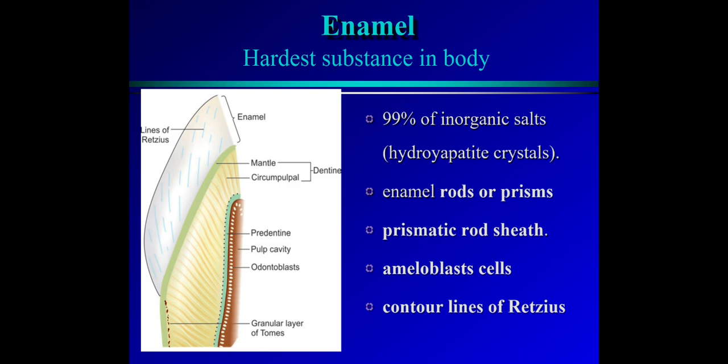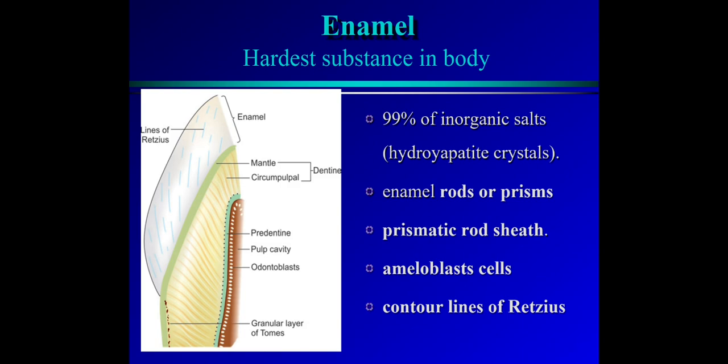It is formed by these ameloblast cells, which cover the enamel as an epithelial membrane. Ameloblast cells wear off after the formation of the enamel and never return, and thus no further deposition of enamel is possible. So the ameloblast cells are not present in the mature teeth.